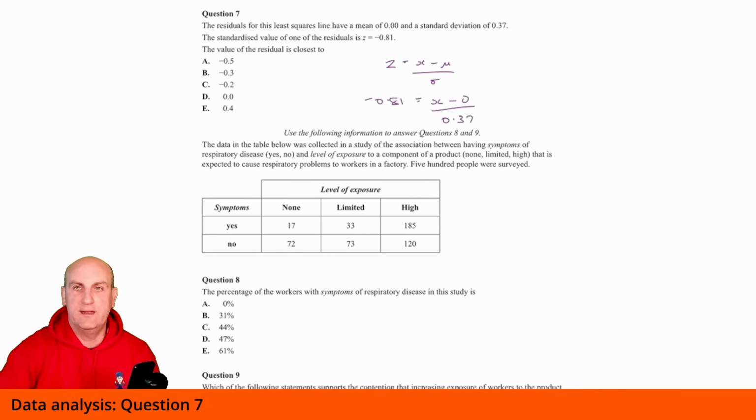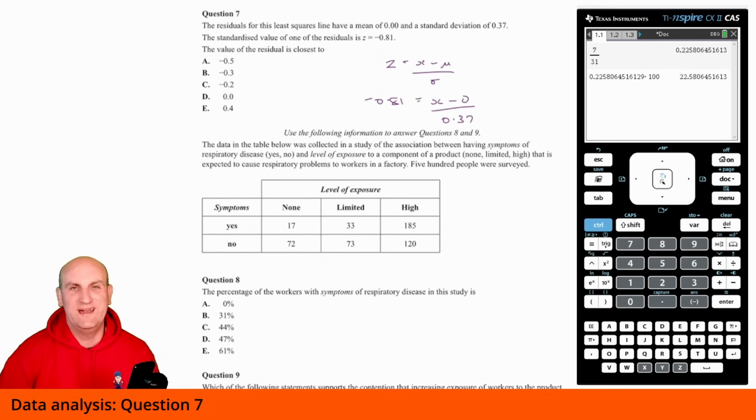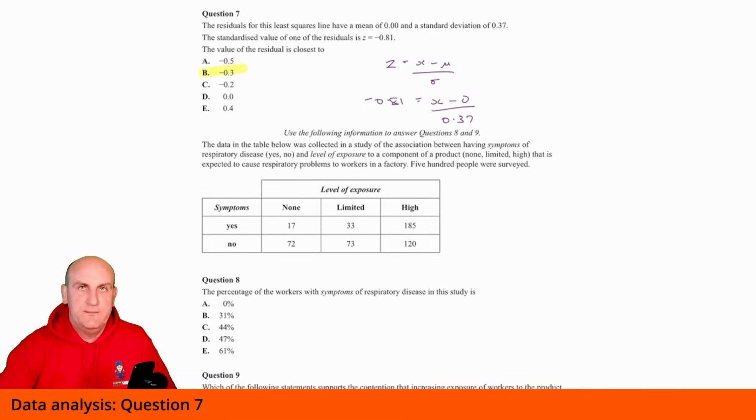All right, so I want to put that into my calculator. Let's show my calculator. Yes, I could use solve, but again, in this situation, it's simply just 0.37 multiplied by negative 0.81. Hit enter gives me minus 0.2997, so minus 0.3. I'm reckoning that's going to give me B as my correct answer. There we go, B as minus 0.3. Now, don't get confused there. I know it talked about your standardized residual. It doesn't really matter. Normally, we have standardized scores, but a residual, we can do the same thing.